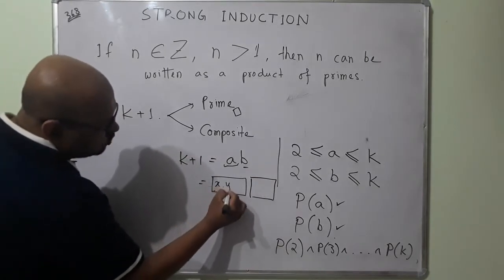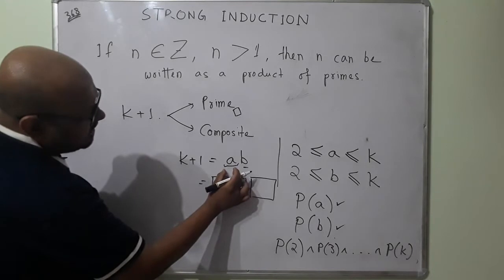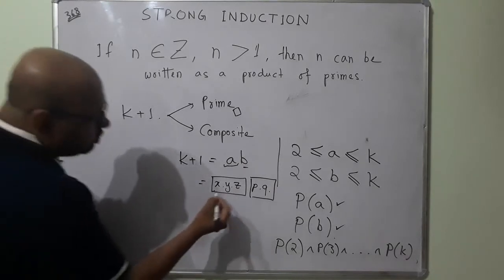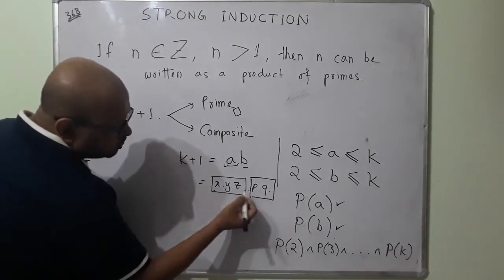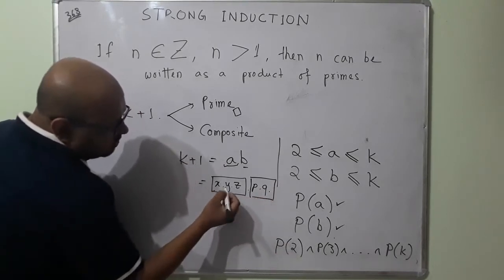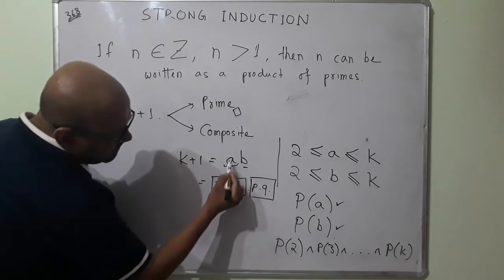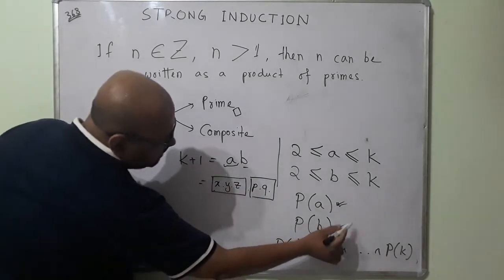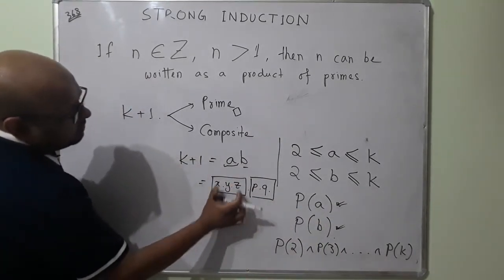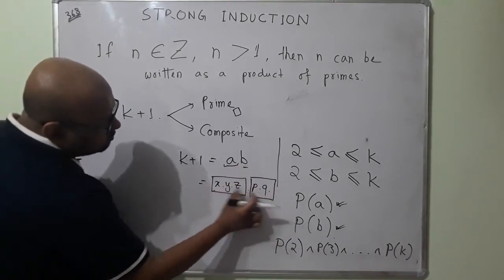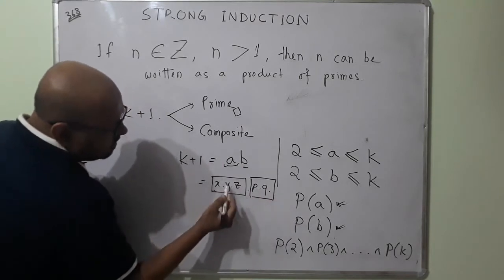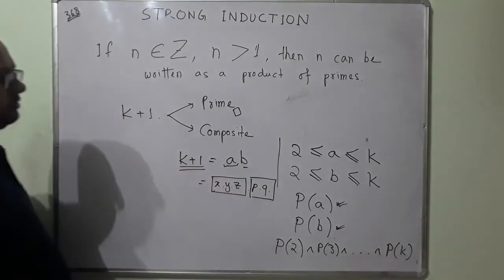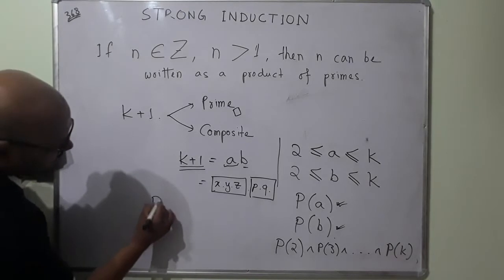Say X, Y, Z are prime numbers whose product gives me A, and P, Q are prime numbers whose product gives me B. So what is this? If I multiply those two, all of these are prime numbers, right? This gave me A, this gave me B. I know A is a product of primes, B can be written as a product of primes. So all these are prime numbers, and this product of primes is equal to k plus 1. Right? So we know P of k plus 1.